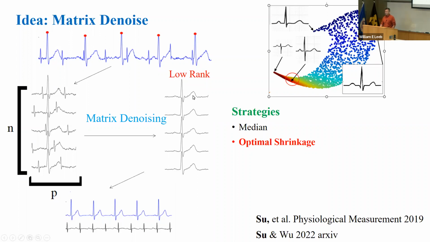So for every beat, we want to recover its morphology. If we use the previous method with the median, it is not ideal. So we will apply a method called optimal shrinkage for the singular values, and I will explain what optimal shrinkage is later.